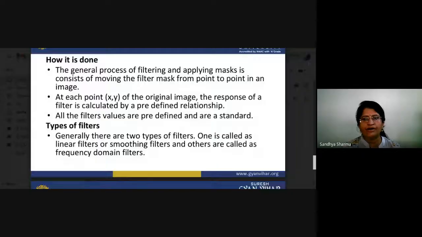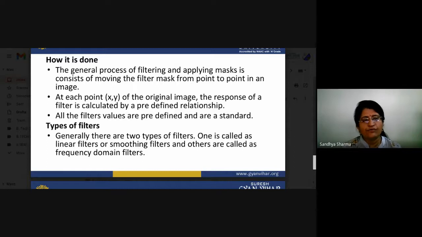The general process of filtering and applying the mask consists of moving the filter mask from point to point in an image. At each point of the original image, the response of a filter is calculated by a predefined relationship. So all the filter values are predefined and standard.